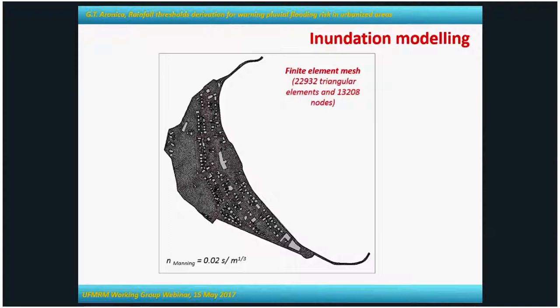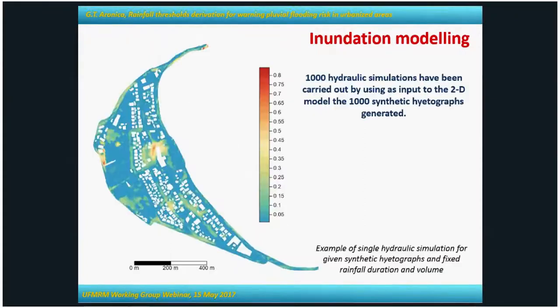It is more than 20,000 triangular elements and more than 30,000 nodes. You can see the holes in the mesh are the blocks in the area. We use this for the simulation. This is an example of a 1 in 1,000, a single joint simulation for a given scenario, rainfall duration and volume. So you can see the simulation of water depth in the different points.